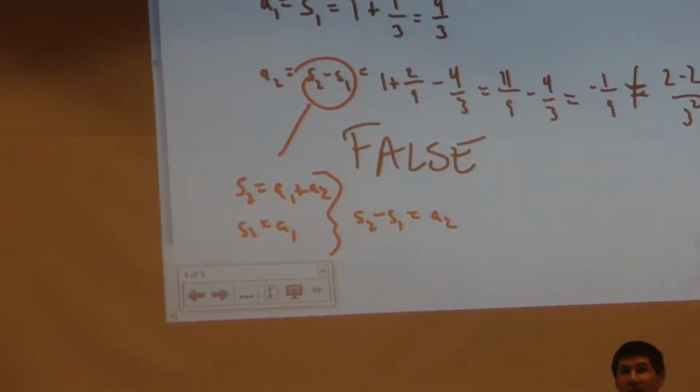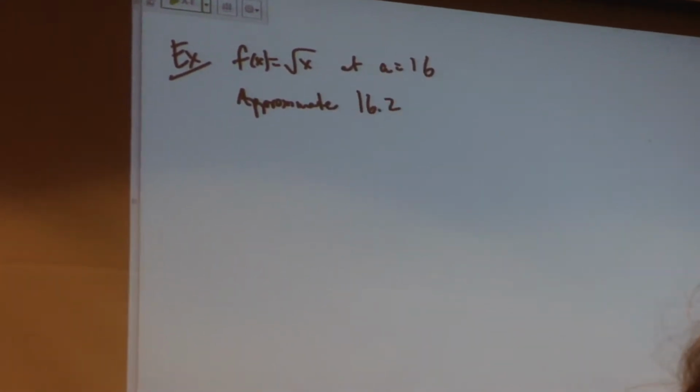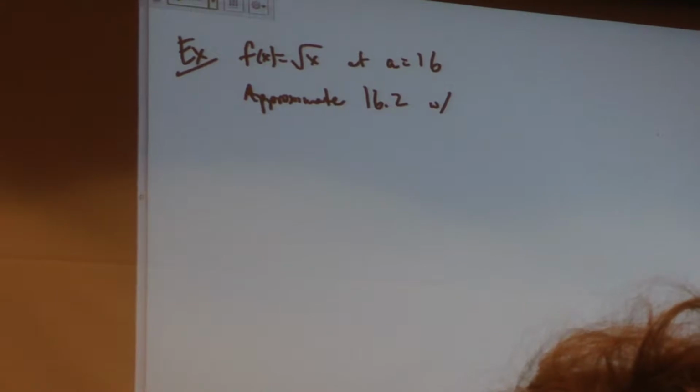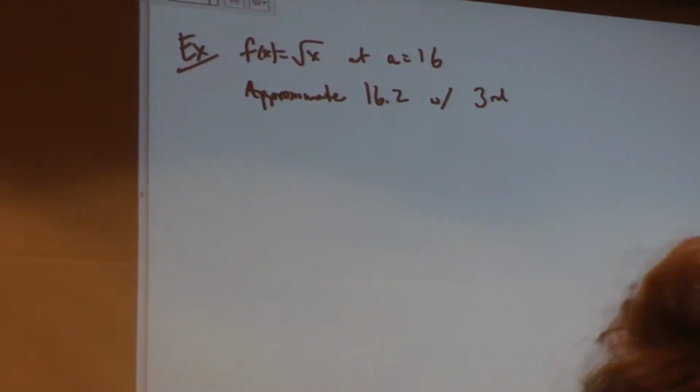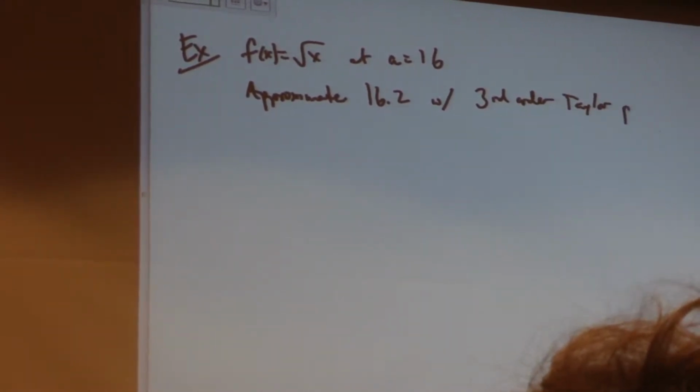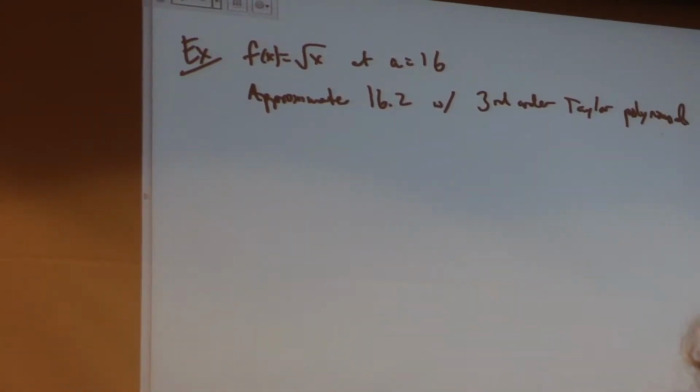Does anyone have a specific Taylor series remainder problem they want to talk about? Yeah? f(x) is square root of x at a equals 16, and we want to approximate 16.2 with a third order polynomial. And then it wants the remainder term, find an upper bound.